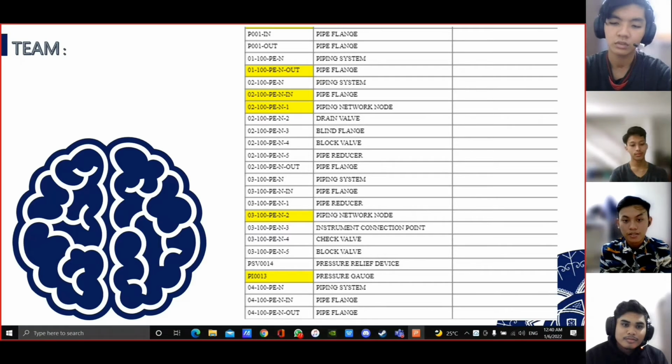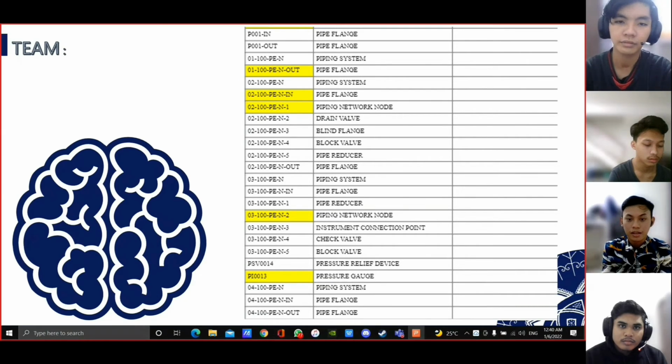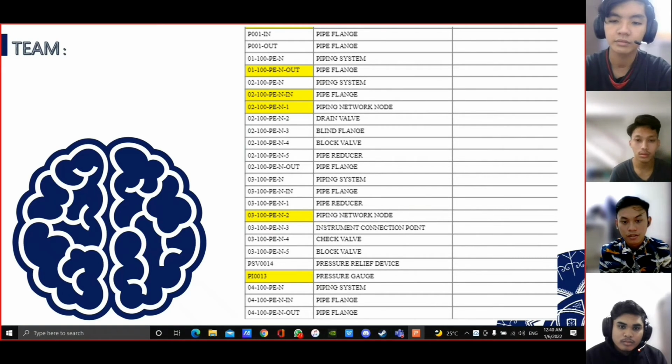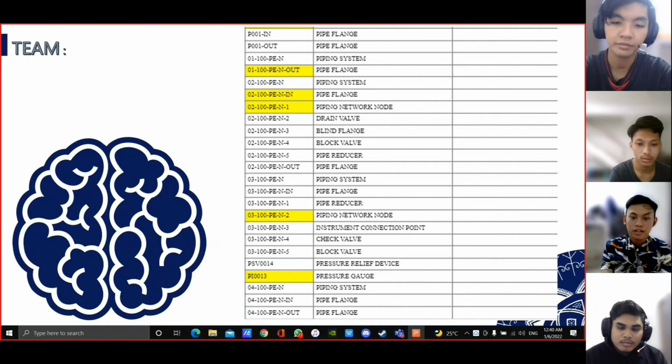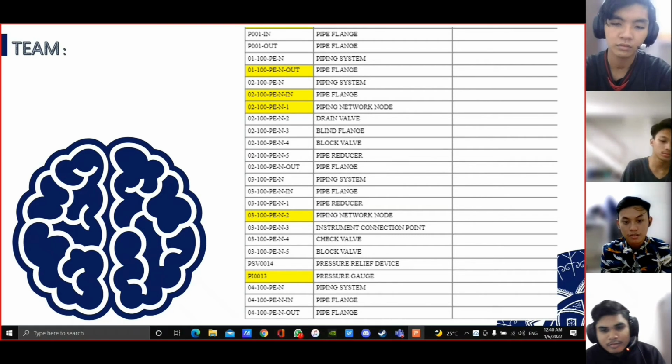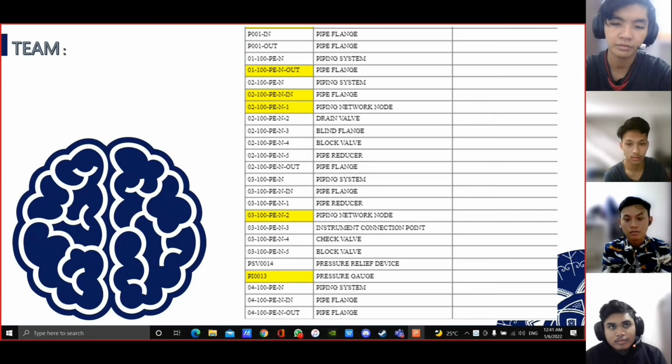02 100-PEN out pipe flange, 03 100-PEN piping system, 03 100-PEN in pipe flange, 03 100-PEN1 pipe reducer, 03 100-PEN2 piping network node, 03 100-PEN3 instrument connection point, 03 100-PEN4 check valve, 03 100-PEN5 block valve, PSV 0014 pressure relief device, PI 0013 pressure gauge, 04 100-PEN piping system, 04 100-PEN in pipe flange, 04 100-PEN out pipe flange.